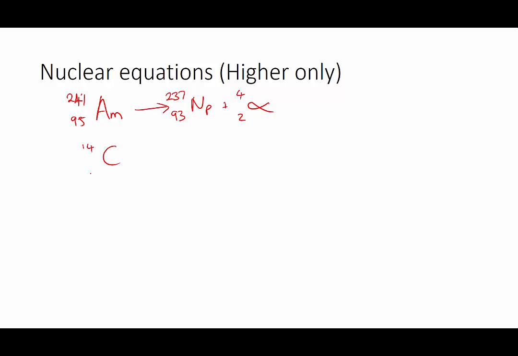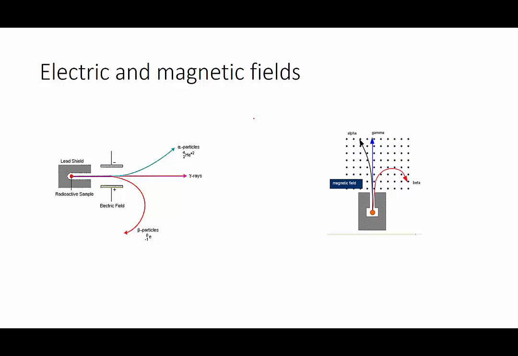Carbon-14 decays via beta emission. Now, a beta particle is an electron, but the process of making a beta particle involves taking a neutron and turning it into a proton and an electron, and the electron is ejected at high speed. So the beta particle has a mass of 0 and a proton number of -1. So we make that balance. 14 equals 14 plus 0. 6 equals 7 plus -1. Okay, so you just need to remember that a beta is 0, -1 and alpha is 4, 2.